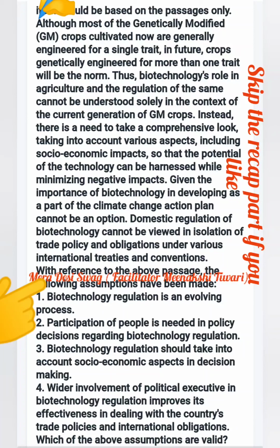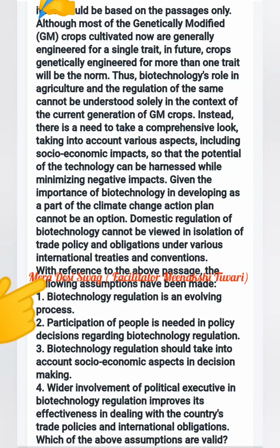हमने क्या चूज किया था? 1, 2, 3, 4 में से कौन सा valid assumption है? कौन कौन से आपको passage में मिल जाते हैं? A quick snapshot. Do you remember? We had chosen number 1 and number 3 and ruled out number 2 and number 4. क्यों rule out किया था number 2 and number 4 को? क्योंकि number 2 के पहले part में participation of people है, उसकी बात नहीं की गई passage में. Number 4 को क्यों rule out किया था?